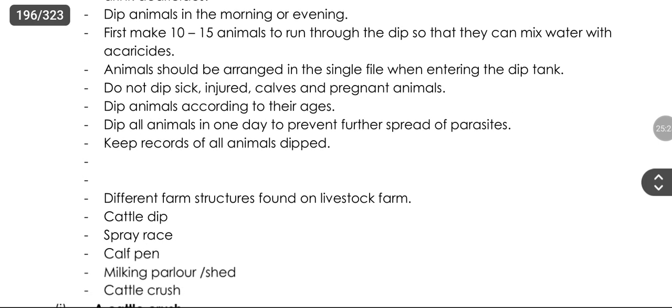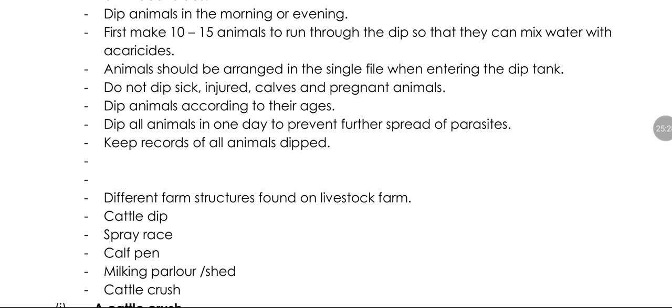So in our next lesson, we shall talk about the different farm structures found on a livestock farm. Others, because we've looked at the cattle dip, so we shall look at the spray race, the calf pen, milking parlor, hall shed, and the cattle crush.